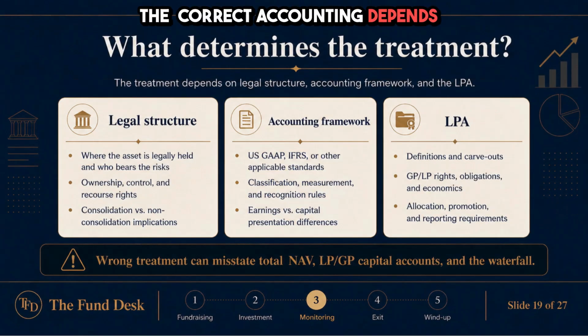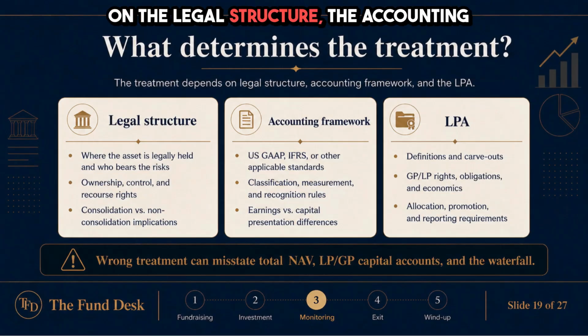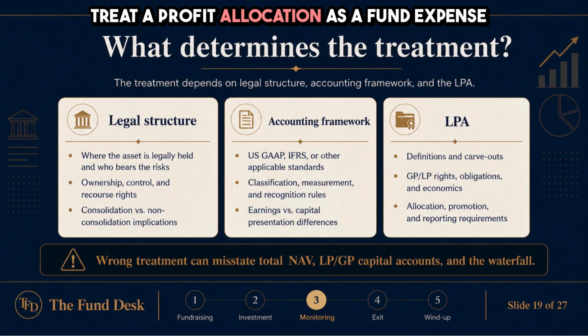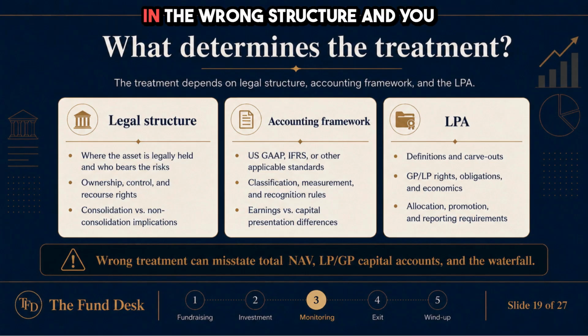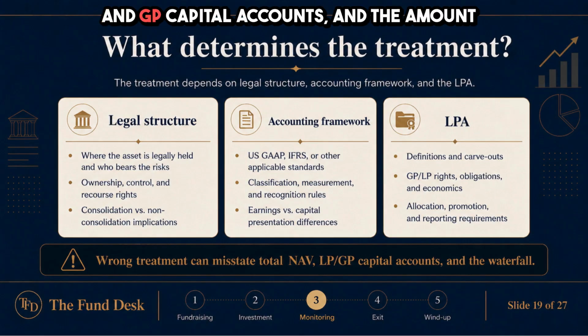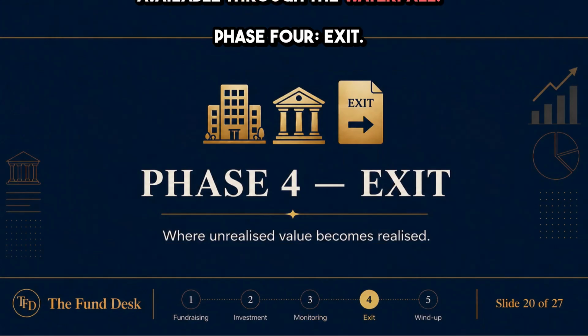The correct accounting depends on the legal structure, the accounting framework, and most importantly, the LPA. Treat a profit allocation as a fund expense in the wrong structure and you can misstate total fund NAV, the LP and GP capital accounts, and the amount available through the waterfall.